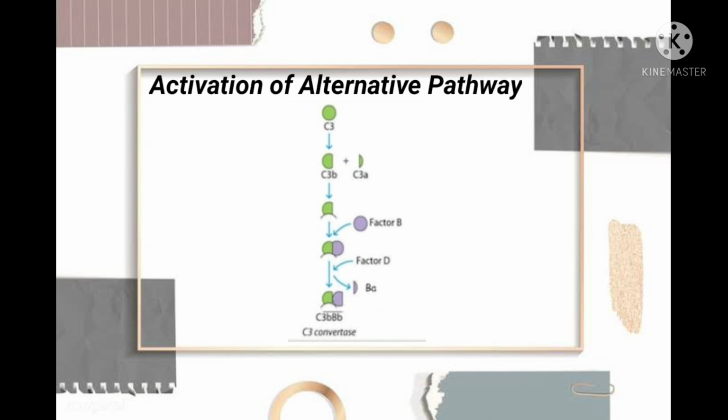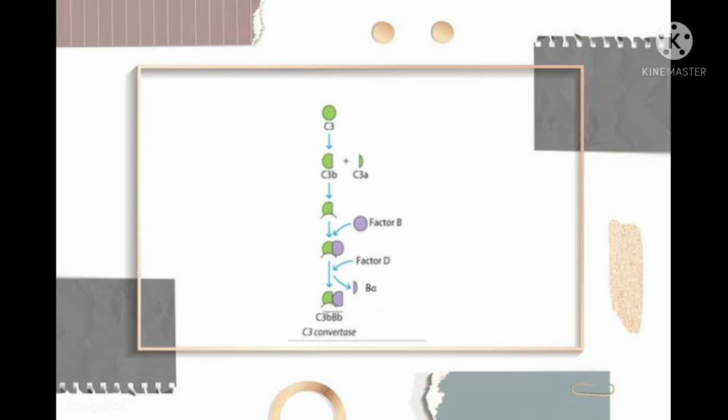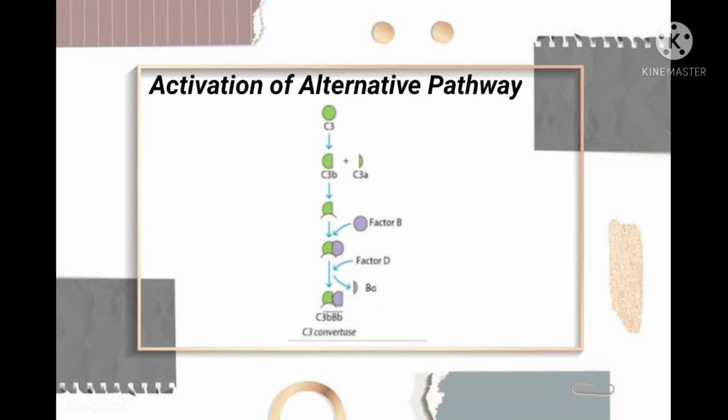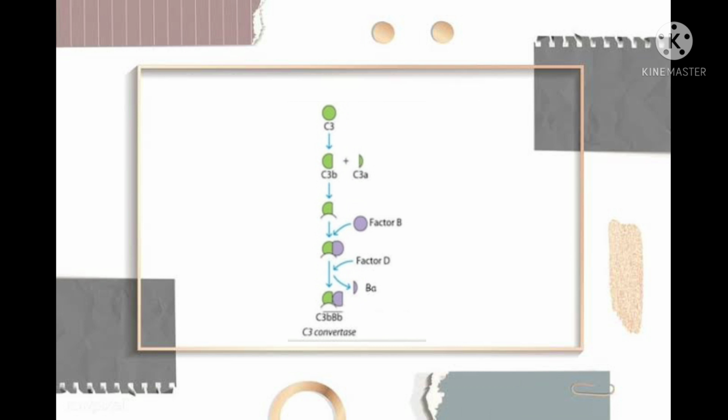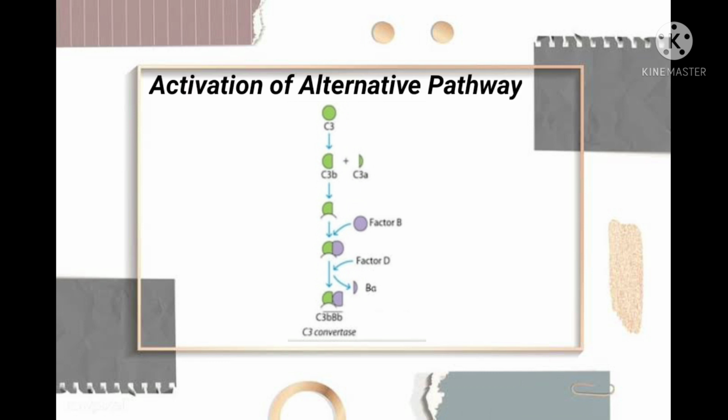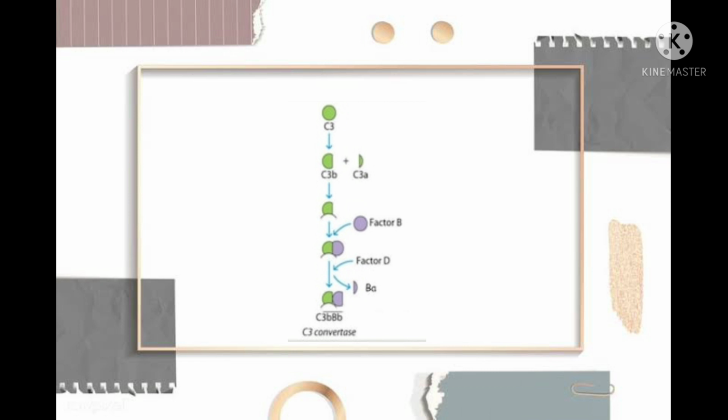C3b on the surface of a foreign cell binds to another plasma protein called factor B. This binding of factor B results in the exposure of a binding site for another enzyme called factor D. The binding of factor B to C3b allows factor D to cleave factor B to Ba and Bb. Factor Bb remains bound to C3b while Ba and factor D disperse away. The complex C3bBb is the C3 convertase of the alternative pathway.